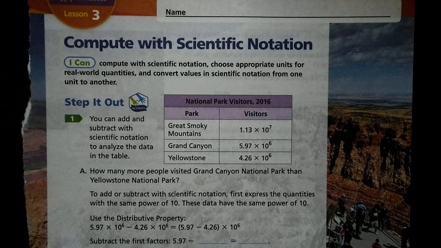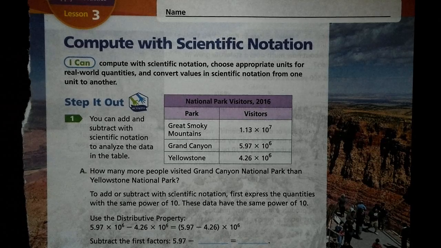Hey guys, today we are going to compute with scientific notation. So we've been talking about how to write in scientific notation, how to use our property rules to help us when we're multiplying, dividing bases that are the same with exponents. Now we're going to combine all of that together and compute. All that means is we're going to add them, subtract them, multiply them, and divide them.